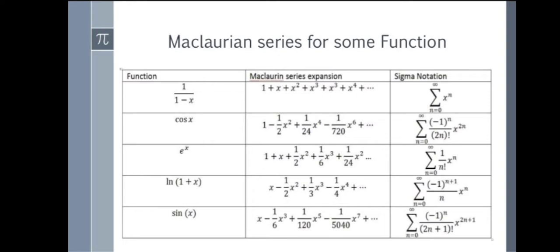Maclaurin series expansion x minus 1 by 6 into x cube plus 1 by 120 into x power 5 minus 1 by 5040 x power 7 plus so on. Sigma notation sigma n 0 to infinity minus 1 whole power n by 2n plus 1 factorial into x to the power of 2n plus 1.